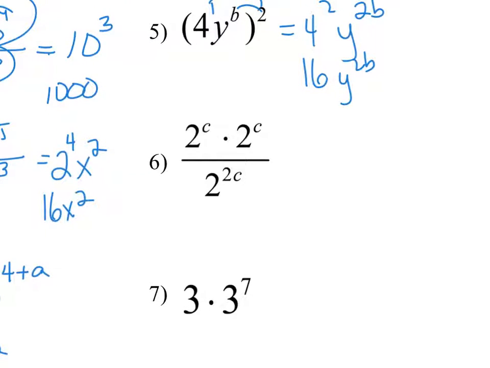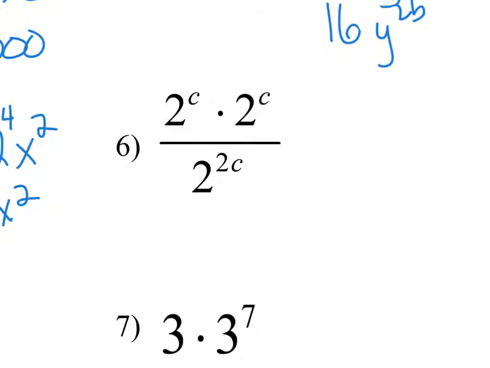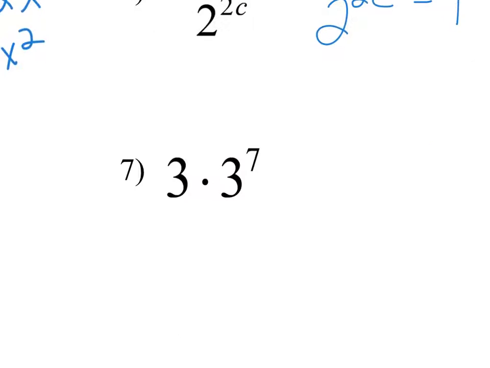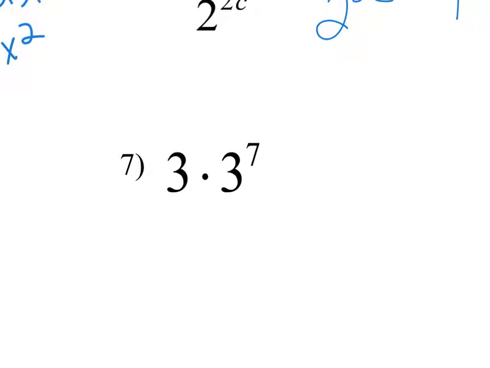Okay, down here, number 6. 2c times 2c. Well, the bases are the same. You're multiplying the bases so that you add the exponents. Remember, c plus c is 2c. Divide that by 2 to the 2c. Look, anything divided by itself is 1. Okay. And number 7, 3 to the 1st, 3 to the 7th. So that's 3 to the 8th. And I'm not going to figure that out, but I'm sure it's a number that's really big.